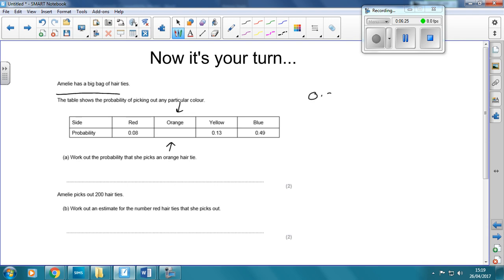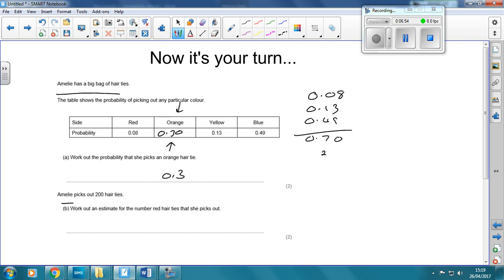So we do 0.08, we add up all the other probabilities. 0.13, 0.49, we add those together. 8 plus 3 is 11, plus 9 is 20. 1 plus 4 is 5, plus 2 is 7, so 0.70. What do we need to add on to 70 to get up to 100? That's going to be 30. So it's either going to be 0.30 or you can write that as 0.3. They're both exactly the same.